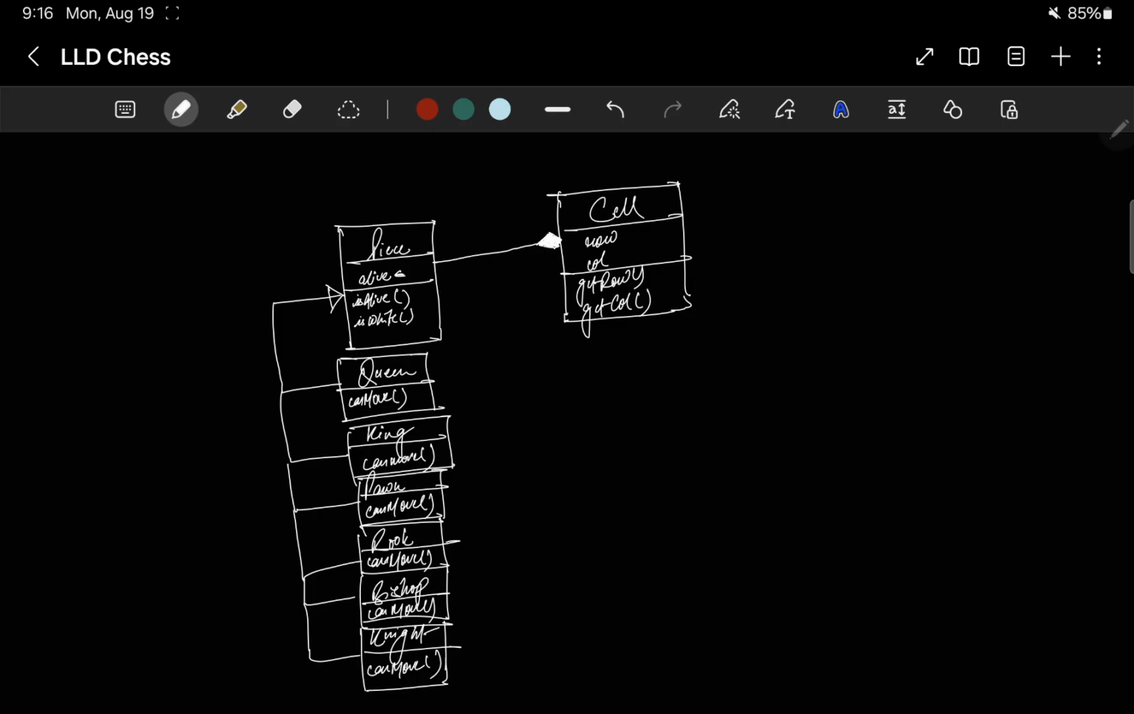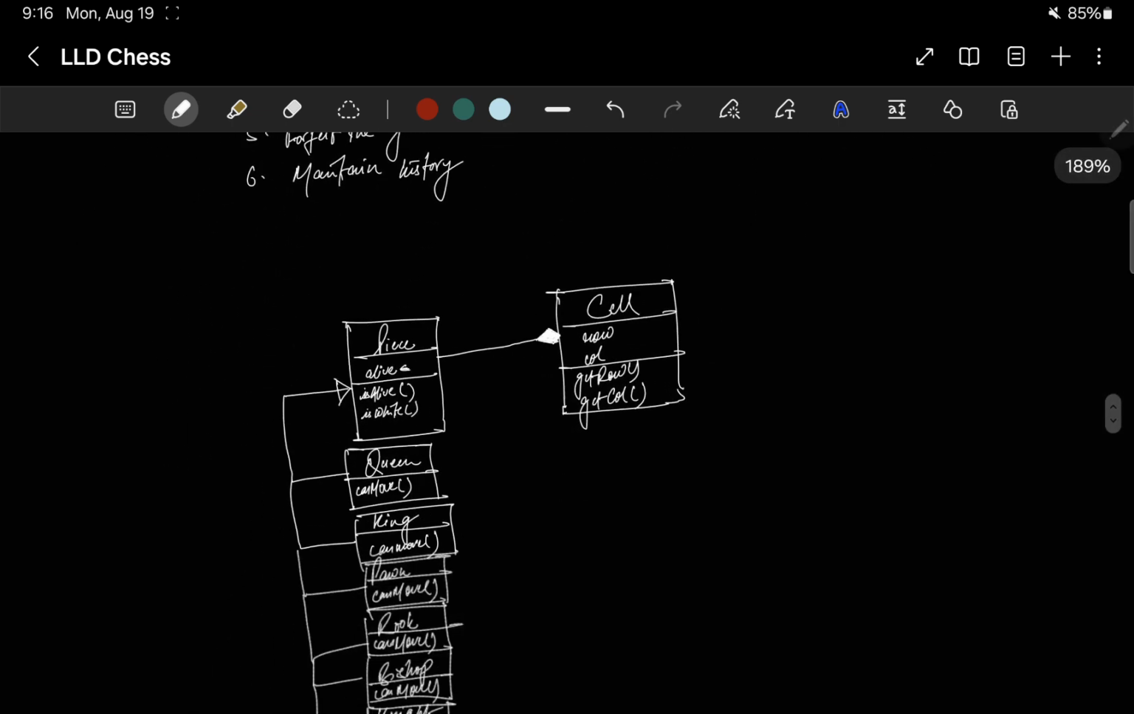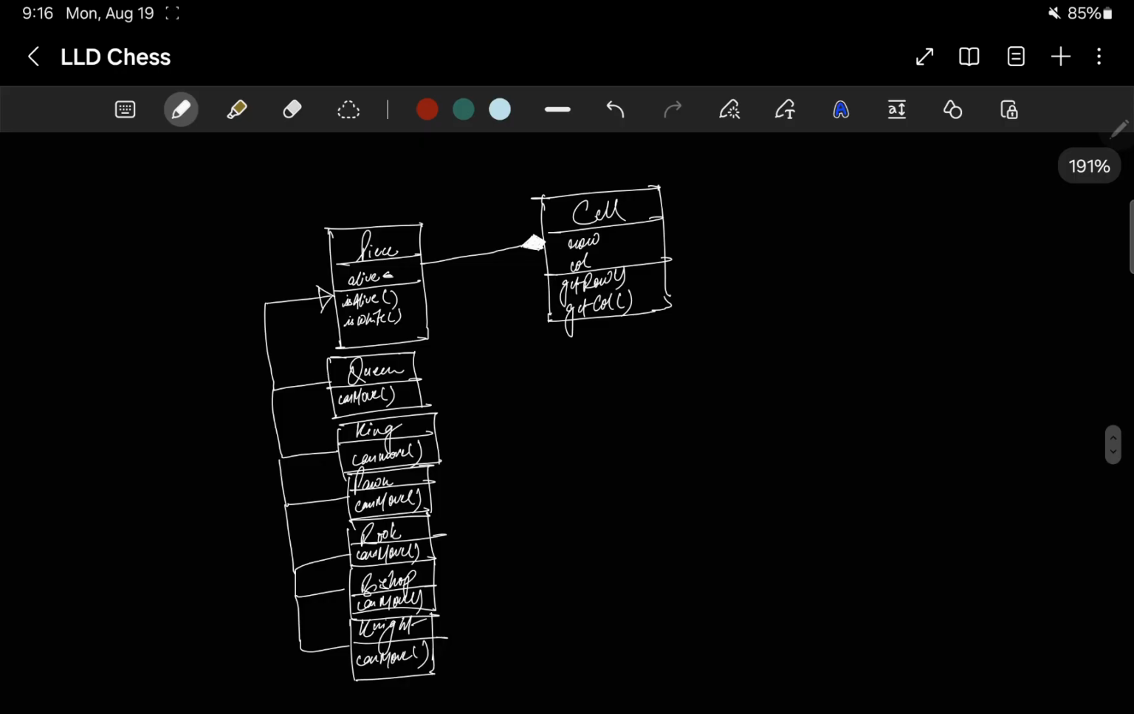Okay. Now what? The pieces will be in the cell, and the cell will be in the board, right? So let's mark the cell as done. Now the cell will be in the board. So we will have a board.